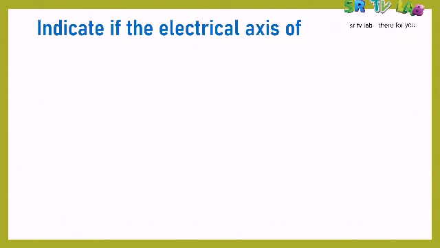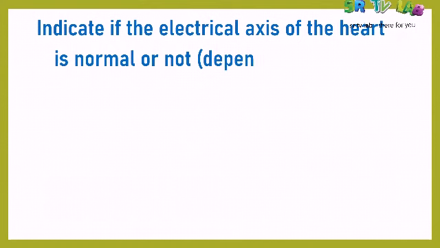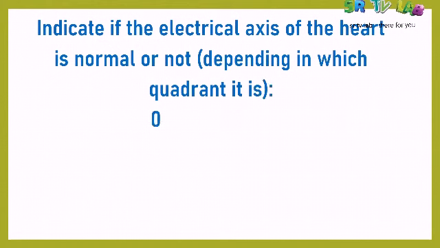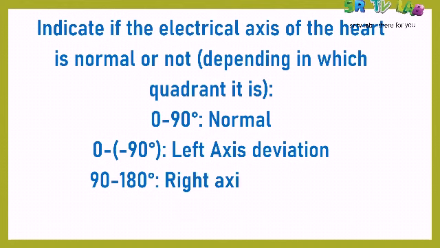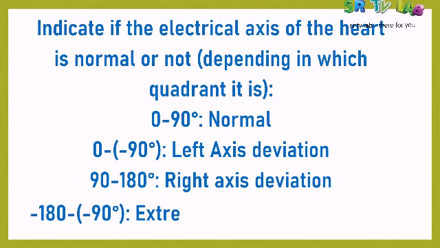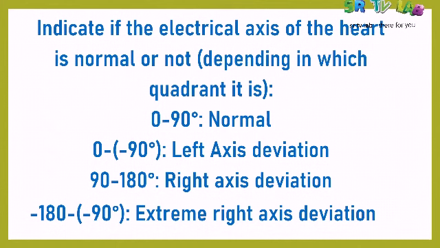So the next step is to conclude. How do you conclude? You have to indicate if the electrical axis of the heart is normal or not. How do you do it? Depending on which quadrant it is. From 0 to 90 it is normal. From 0 to minus 90 it's left axis deviation. 90 to 180 it is right axis deviation. From minus 180 to minus 90, it's extreme right axis deviation.